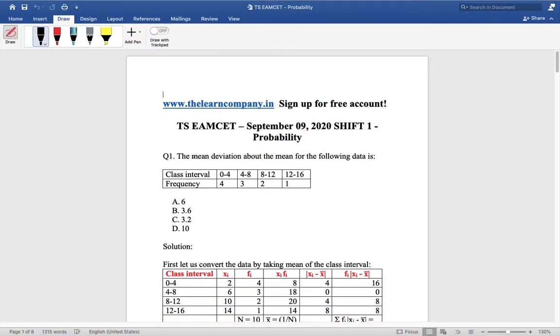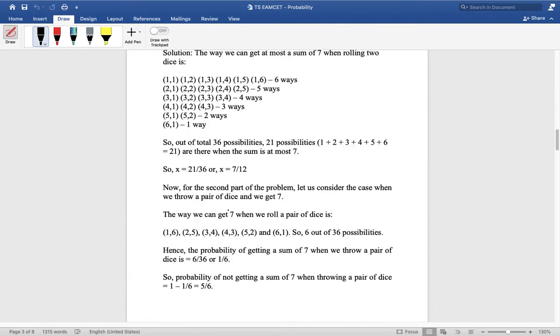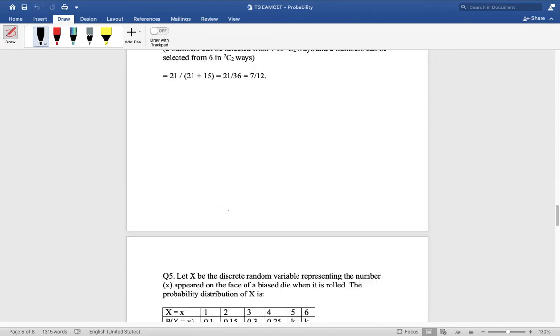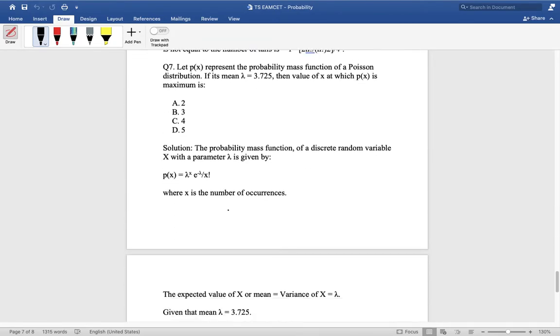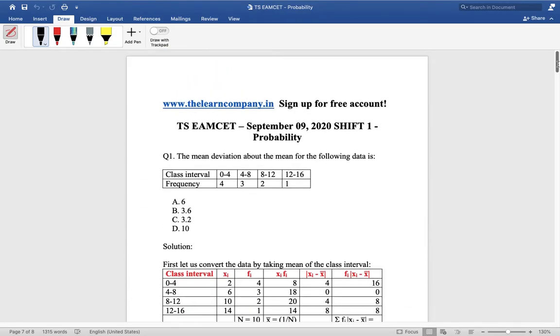Hello everyone. In this video, I will be talking about the probability problems which were asked in the September 9th, 2020 shift 1. As we can see, if you have seen the paper, there were about five, six, seven questions asked from the probability section, which includes statistics as well. So let us look at the problems one by one.